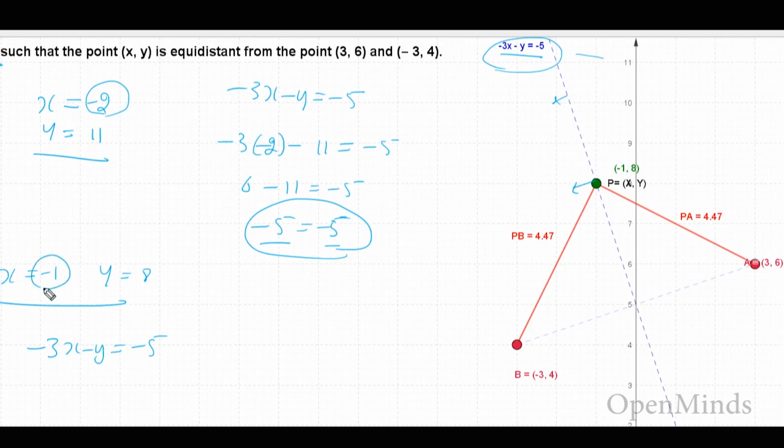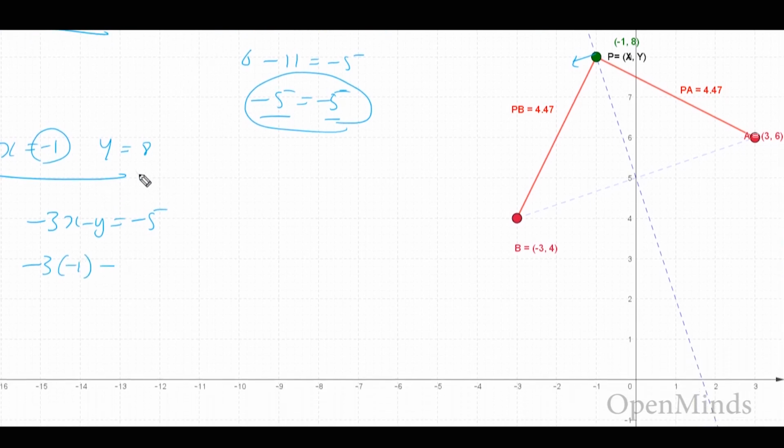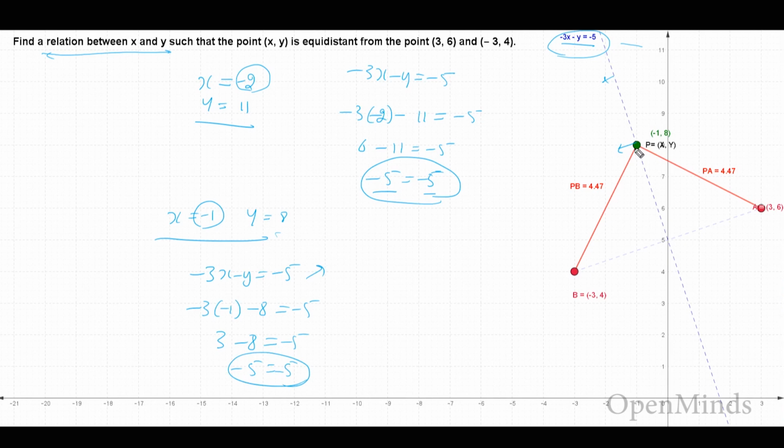So let's substitute the value of x as -1 here. That is -3 into -1, minus y, which is 8. So what you get here is 3 - 8 is equal to -5, and I can see that -5 is equal to -5. It means yes, x and y are connected in this way. Wherever the point goes, if I substitute the value of x and y in this relation, that is a relation between x and y, we can see that this equation is satisfied. So how do you find this equation is the question. Let's see that. Now we understand what exactly is meant by a relation between x and y.